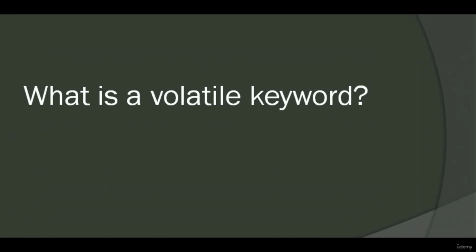What is a volatile keyword? A volatile keyword is used to achieve a thread-safe program. A change in the volatile variable is common to all threads. Hence, one variable can be used by one thread at a time.